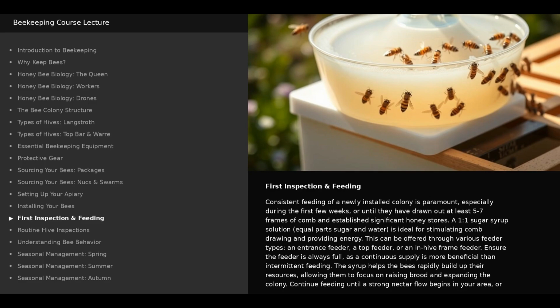The syrup helps the bees rapidly build up their resources, allowing them to focus on raising brood and expanding the colony. Continue feeding until a strong nectar flow begins in your area, or until the hive has sufficient capped honey stores. Regular, gentle inspections and consistent feeding are the cornerstones of successful initial colony establishment, setting the stage for a thriving apiary.